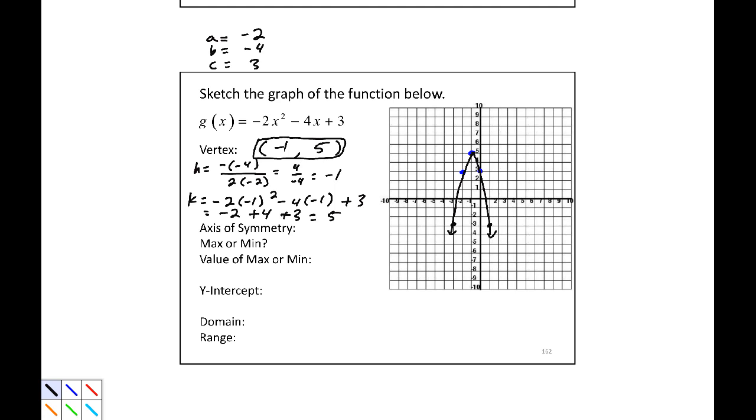So my axis of symmetry is x equals negative 1. This appears to be a maximum because it opens down. And the maximum value is 5. Y equals 5 because that is the y-coordinate of our vertex. The y-intercept is 0, 3. And if we were to evaluate this function at 0, we get positive 3. Because it's a polynomial, my domain is minus infinity to infinity, and the range, we have a highest point of 5, so our range is minus infinity to 5, including that 5 with a bracket.